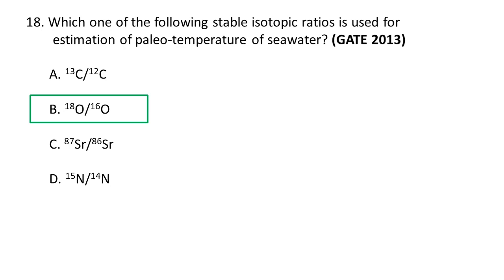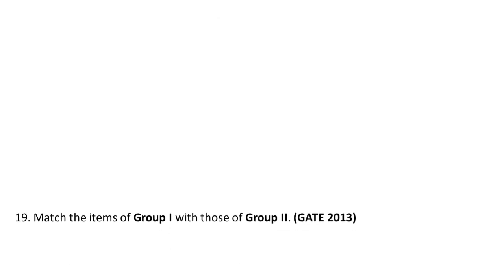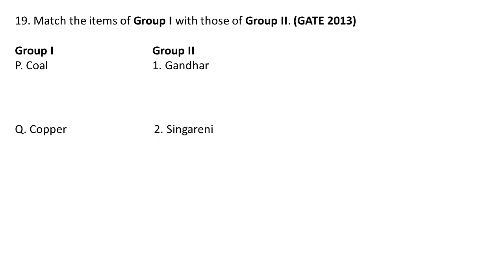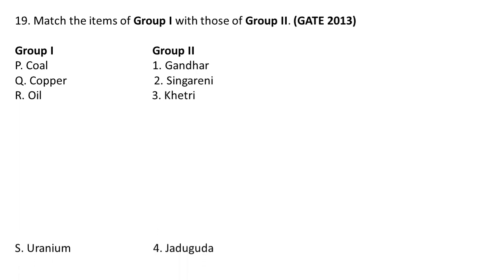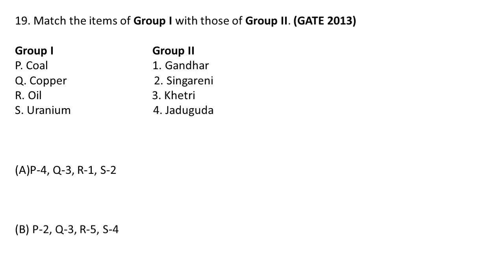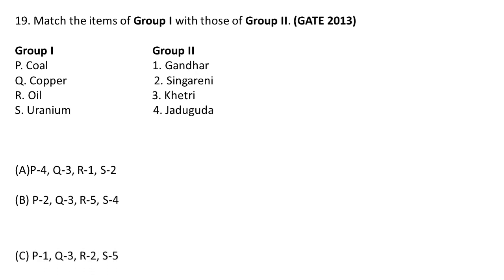Next question. Match the items of group 1 with those of group 2. In group 1, coal, copper, oil, uranium are given. In group 2, Gandhar, Singareni, K3, Jaduguda, Degana are given. And here we have to choose the correct option. The options are A, P4, Q3, R1, S2, and B, P2, Q3, R5, S4, and C, P1, Q3, R2, S5, and D, P2, Q3, R1, S4.